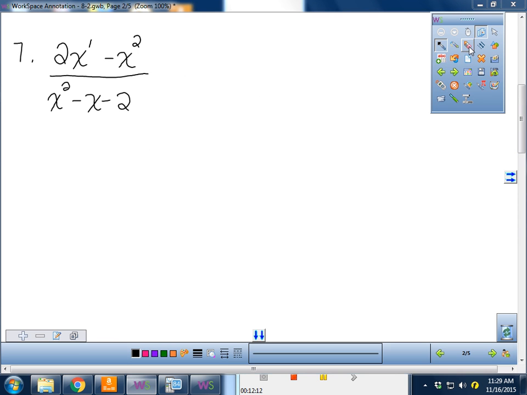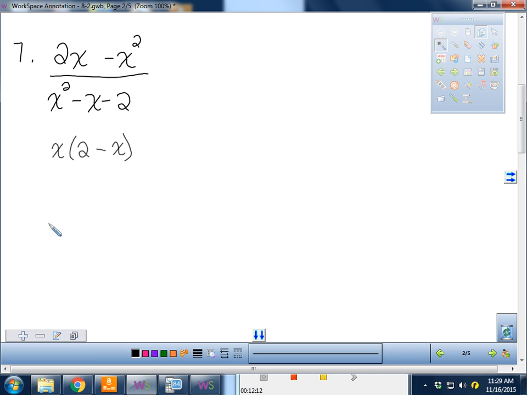All right, number 7. So I have to look here. I notice that I don't have a trinomial on top, but I do have a common factor between 2x and negative x squared of x. So I'm going to factor out just an x. So that would leave me with 2, and that would leave me with a negative x. Be careful in your signs here.